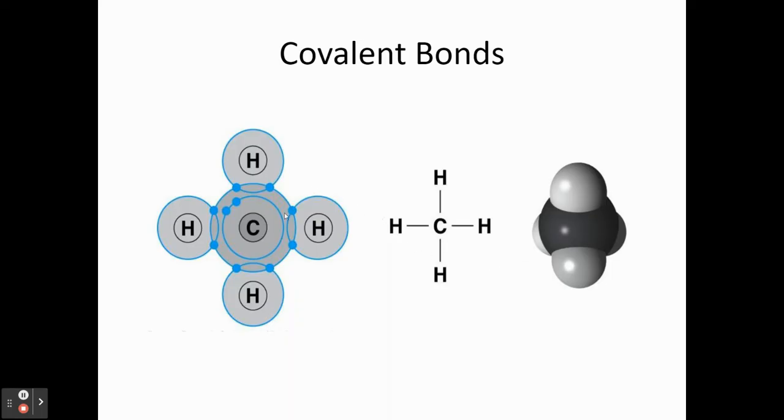And again, remember, hydrogen has 1 valence electron, and carbon has 4 valence electrons because carbon's atomic number is 6, so it has 2 on the inner shell and 4 in the outer shell. But when it shares with 4 other hydrogens, it now has 8.